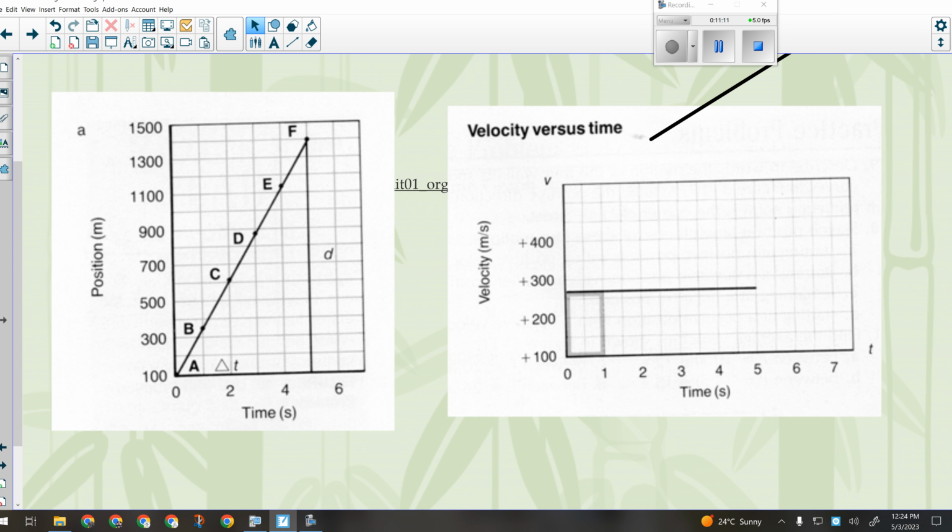Can I figure out how far it goes on that graph? What does this graph tell me? It tells me it's moving at 260 meters per second, and it tells me it does that for 5 seconds. Can I calculate how far it goes? I got a formula for that, right? Okay, if I want to calculate D, I multiply both sides by T. Okay, 260 times 5.